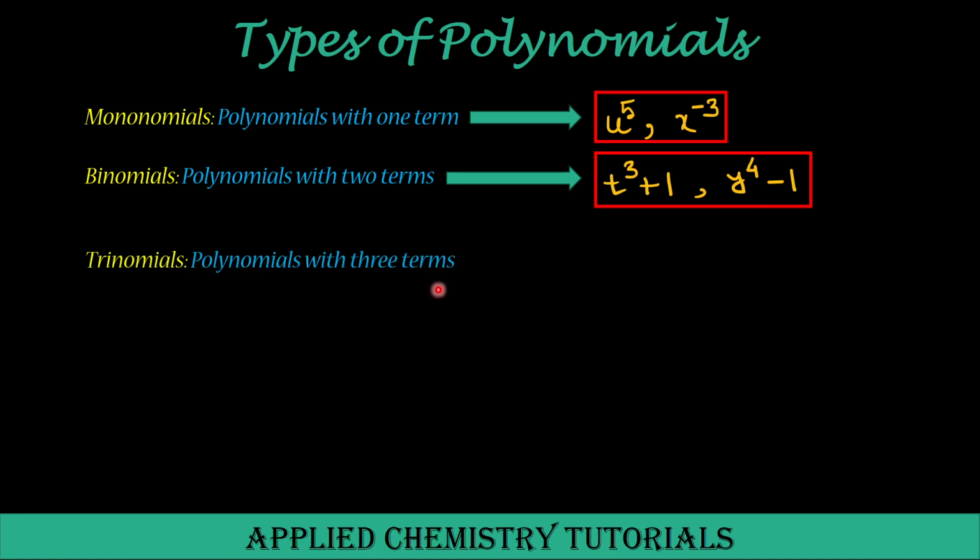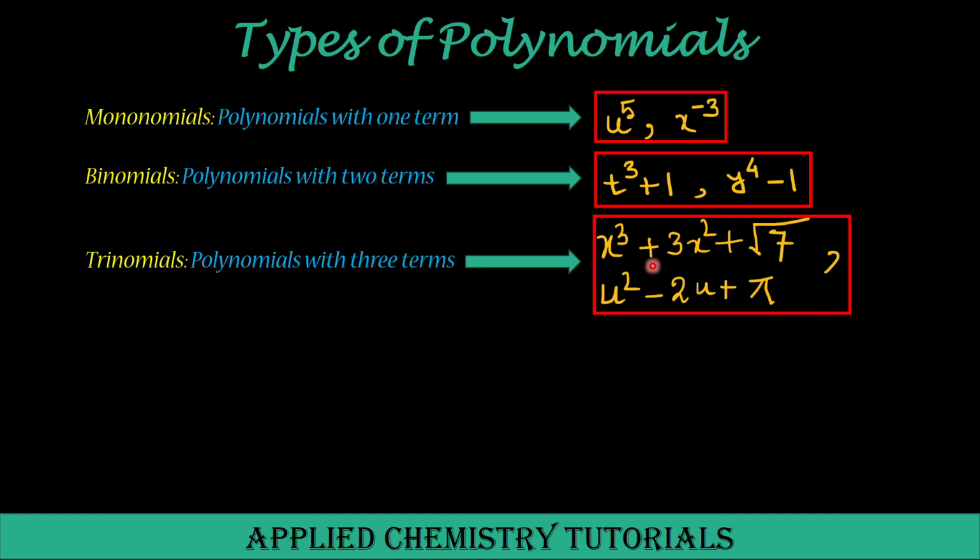Trinomials, polynomials with three terms, such as x cubed plus 3x squared plus root 7, u squared minus 2u plus pi, etc. And this can go on and on.